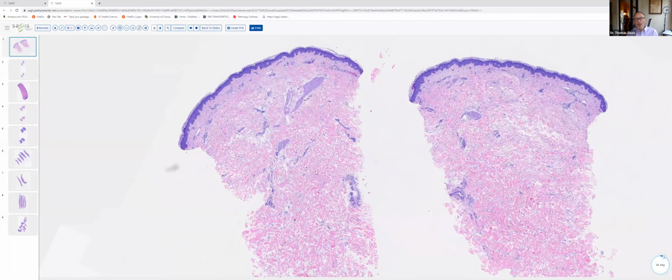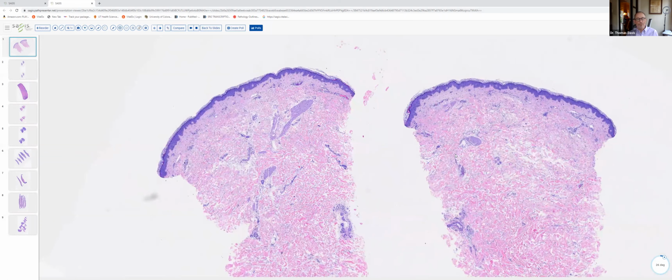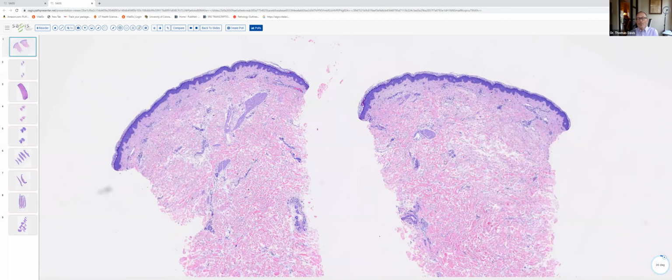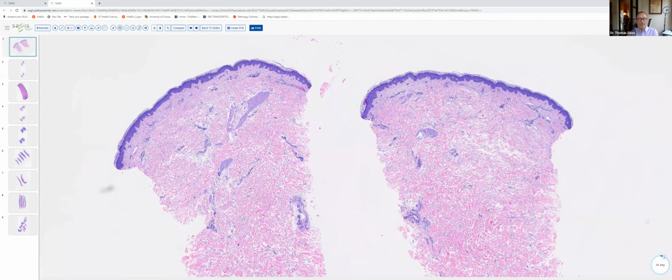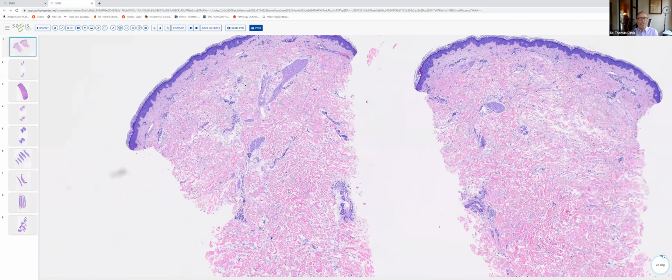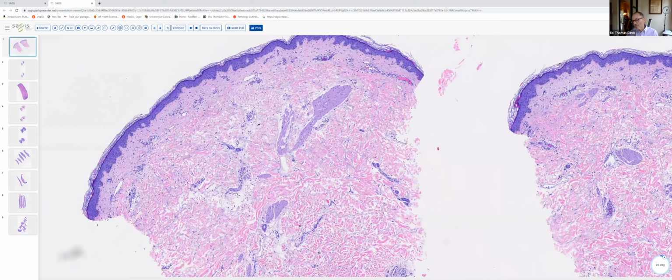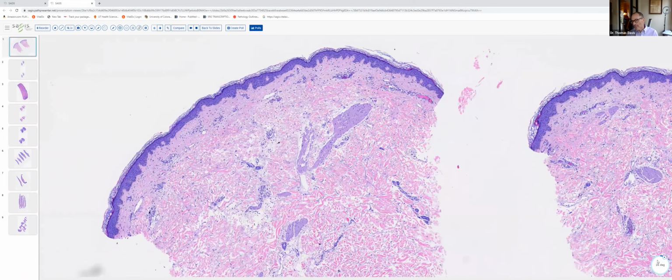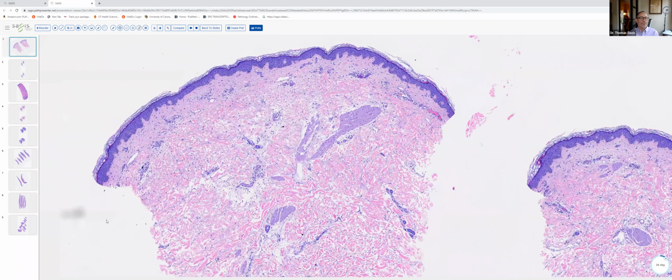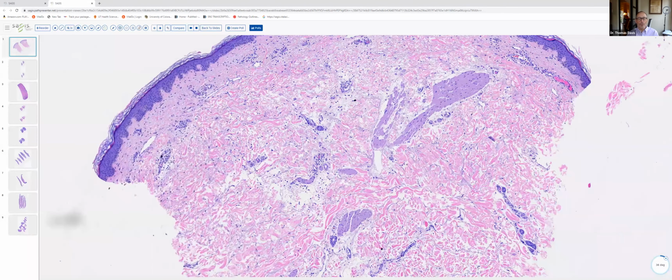Now, hopefully it was pretty obvious that this was an inflammatory condition. As we move into higher power, I'm going to focus on this piece on the left. You can see that there's a very sparse, superficial and deep perivascular infiltrate. And there are no epidermal changes in this particular biopsy specimen. I'm going to tilt it a little bit. You can see that we've got a basket weave cornified layer and an epidermis of normal thickness.